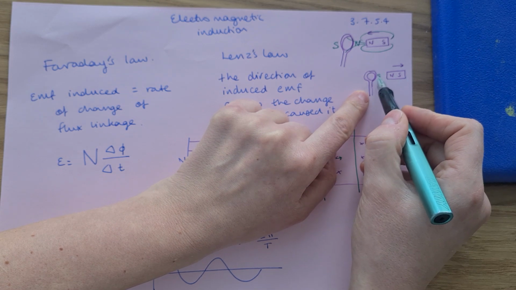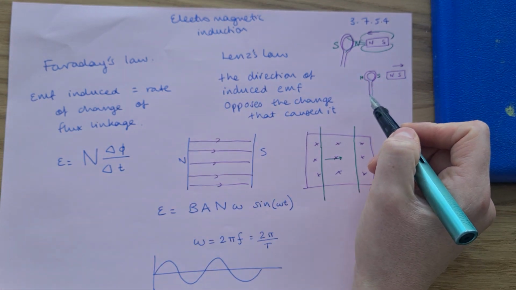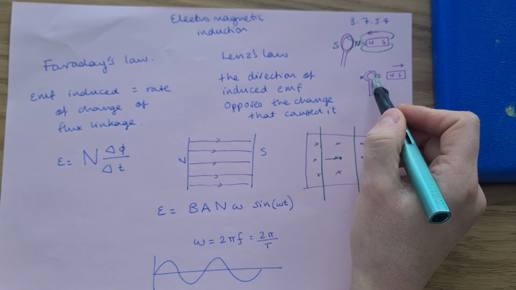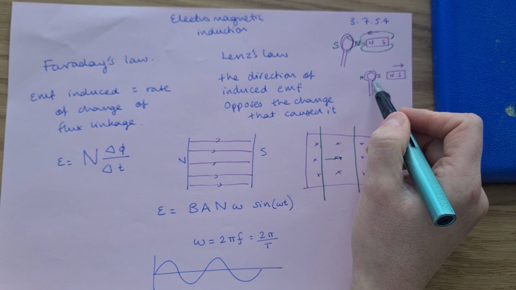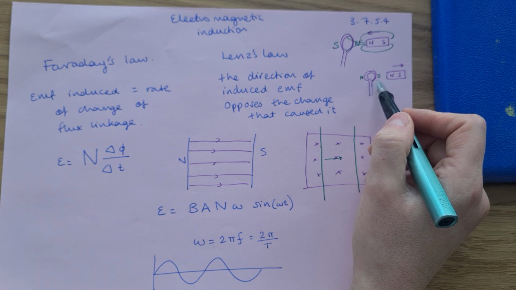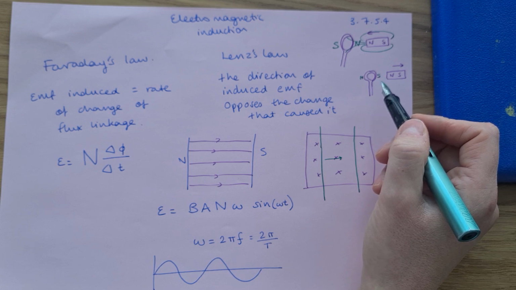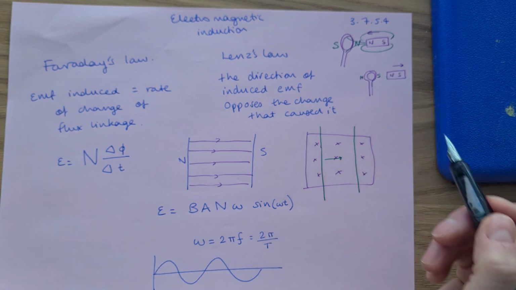So to oppose it, it would create the opposite magnetic field, so that the bar magnet will be attracted. But then if the bar magnet stops moving, this magnetic field briefly disappears, will eventually disappear and then stop. And like I say, the questions are tricky. Right, but that's Lenz's law.